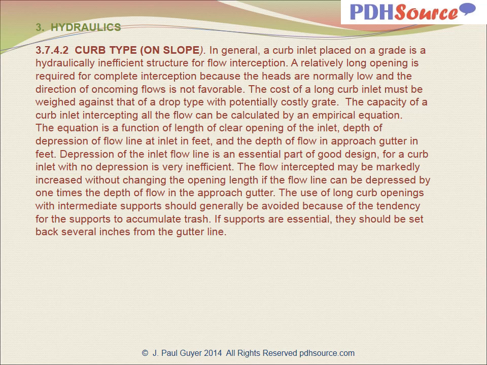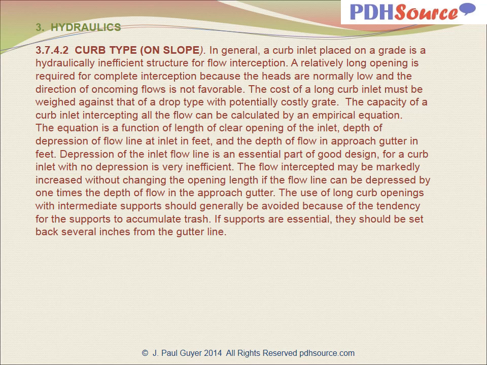For a curb type inlet on a slope, in general, a curb inlet placed on a grade is a hydraulically inefficient structure for flow interception. A relatively long opening is required for complete interception because the heads are normally low and the direction of oncoming flow is not favorable. The cost of a long curb inlet must be weighed against that of a drop type with potentially costly grate. The capacity of a curb inlet intercepting all the flow can be calculated by an empirical equation. The equation is a function of length of clear opening of the inlet, depth of depression of flow line at inlet in feet, and the depth of flow in approach gutter in feet.